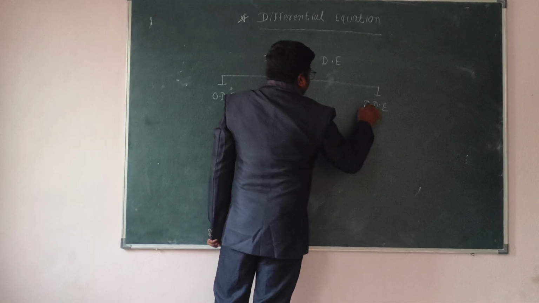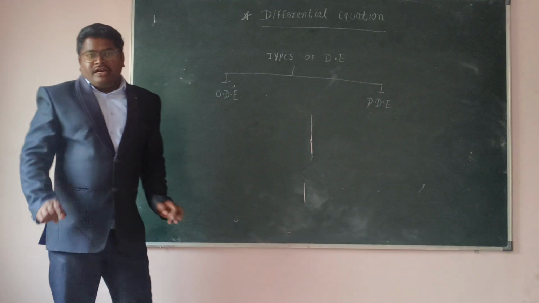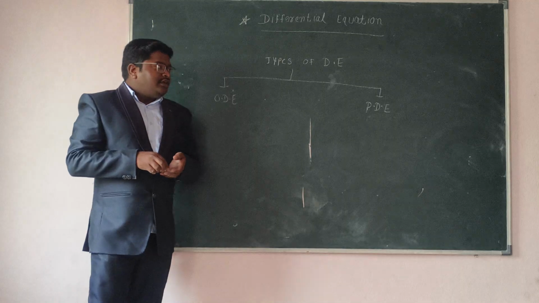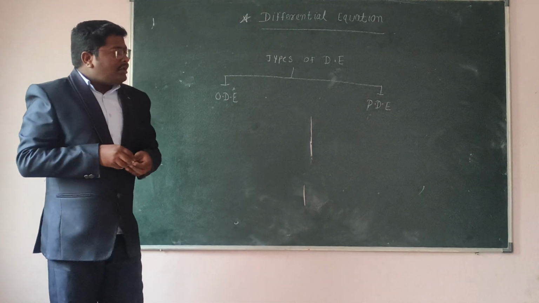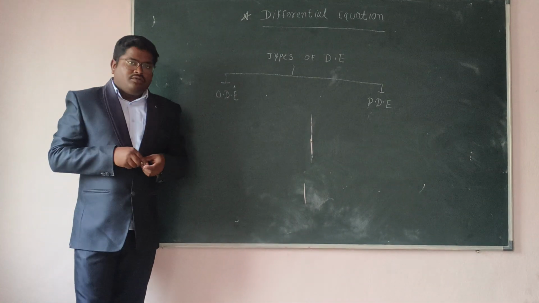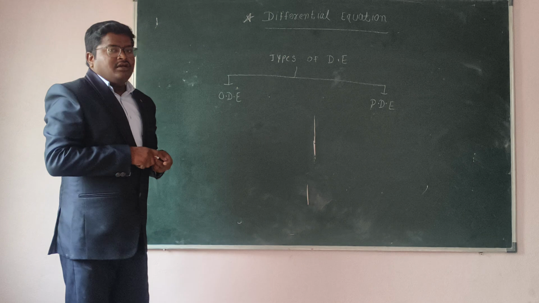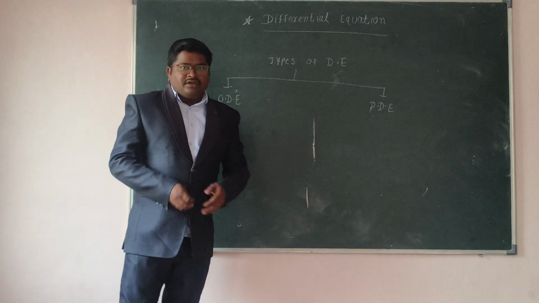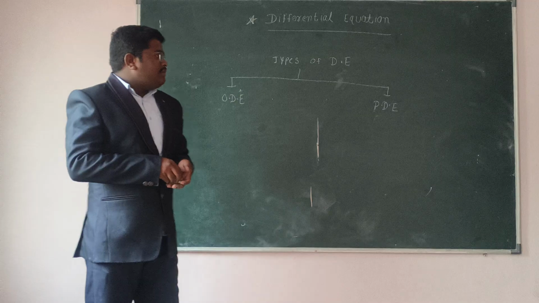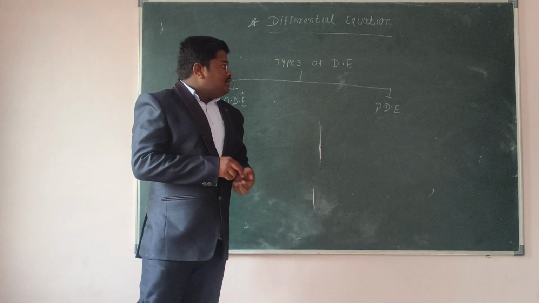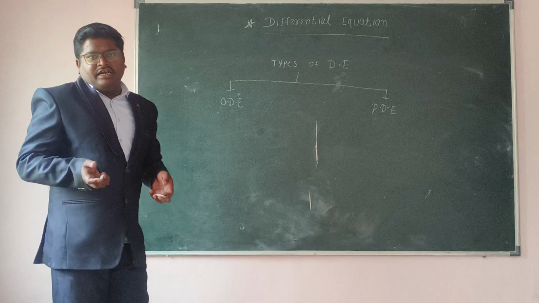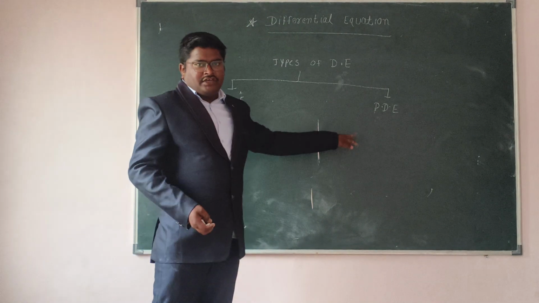What do we mean by ordinary differential equations? An equation containing one dependent variable with respect to one independent variable is called an ordinary differential equation. An equation containing one dependent variable with respect to more than one independent variable is called a partial differential equation.